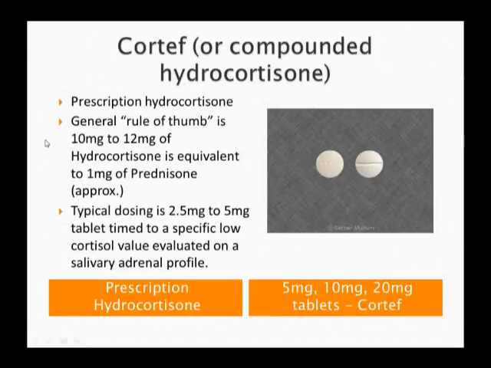Now Cortef is a more natural form of cortisol as opposed to something like prednisone, which is a pretty high potent steroid. The general rule of thumb in practice is about 10 to 12 milligrams of hydrocortisone is equivalent to about 1 milligram of prednisone, and that's approximately. The vast majority of people who are put on prednisone for inflammatory and autoimmune disorders oftentimes are put on 20, 30, and in some cases 60 milligrams of prednisone. So you can see the hydrocortisone, something like Cortef, is a much, much lower dose.